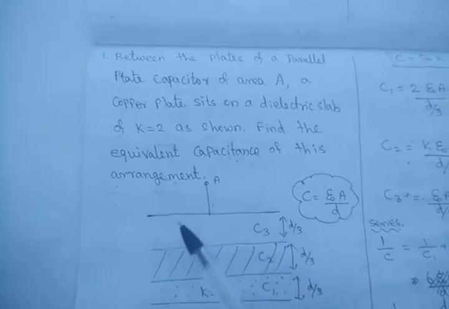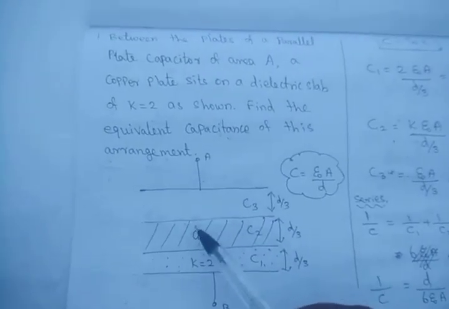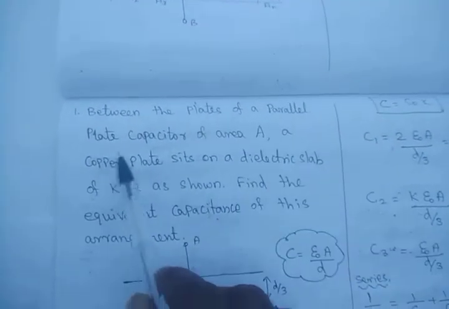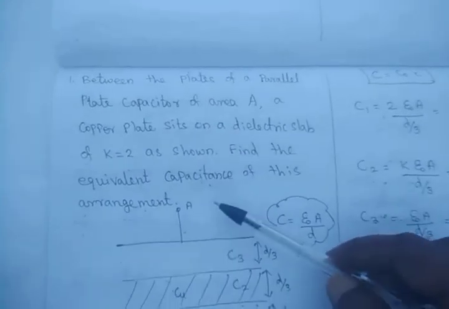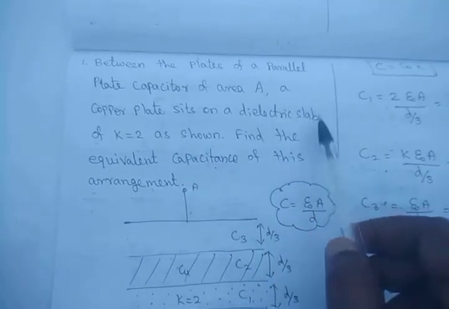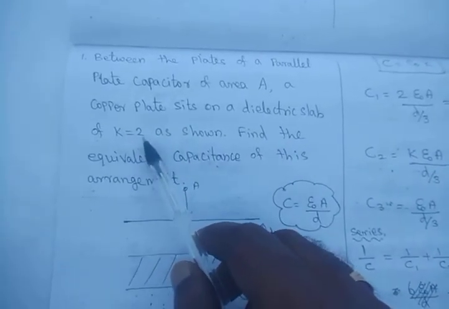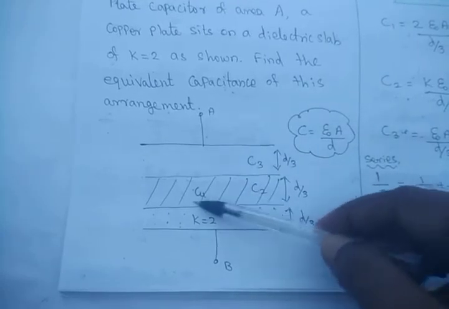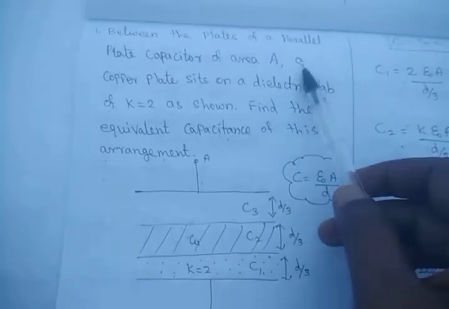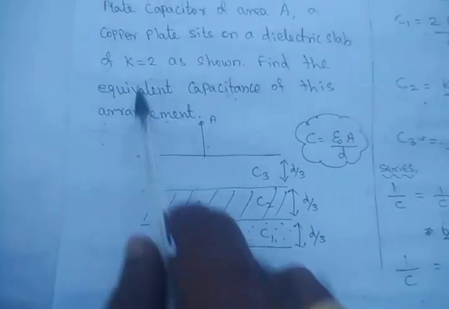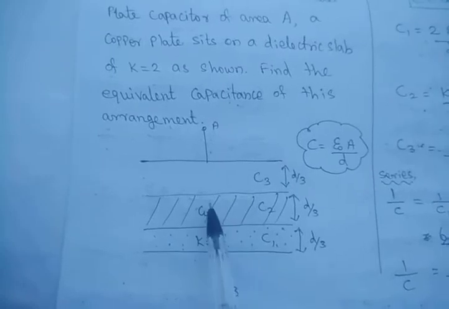Dear students, in order to understand the parallel and series arrangements of the dielectrics, let us see the problems. Between the parallel plates of the parallel plate capacitor of area A, a copper plate sits on the dielectric slab of dielectric constant K equal to 2, as shown in the figure. That is, this is the capacitor upper plate and lower plate. Then we have the dielectric slab, and the copper plate sits on it.